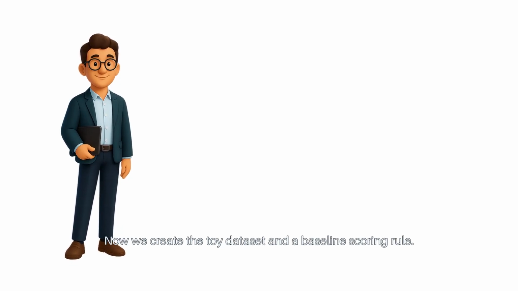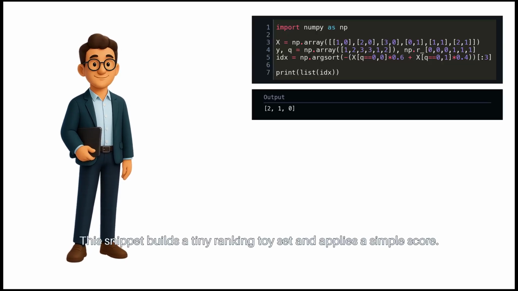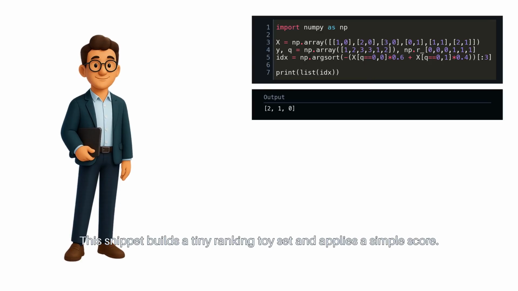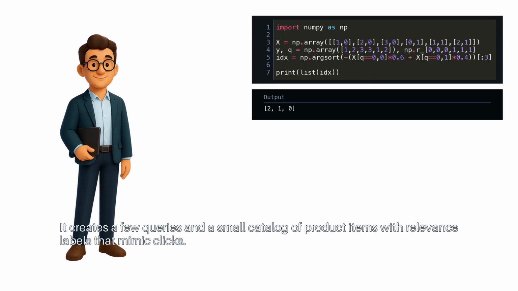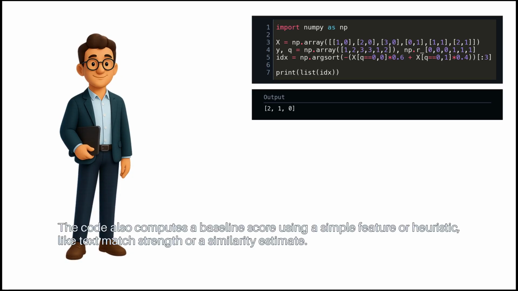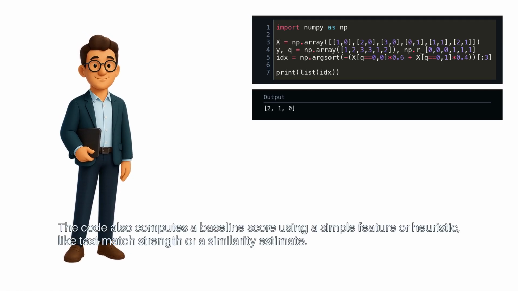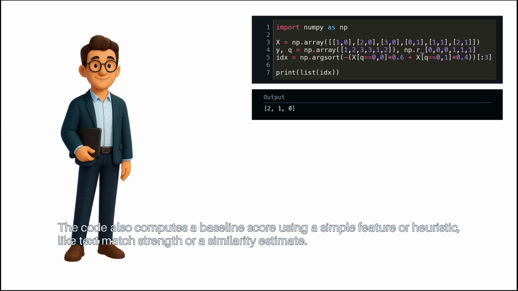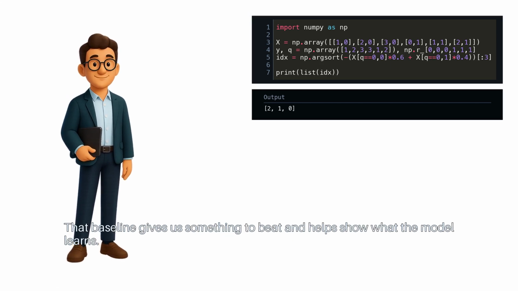Now we create the toy dataset and a baseline scoring rule. This snippet builds a tiny ranking toy set and applies a simple score. It creates a few queries and a small catalog of product items with relevance labels that mimic clicks. The code also computes a baseline score using a simple feature or heuristic, like text match strength or a similarity estimate. That baseline gives us something to beat and helps show what the model learns.